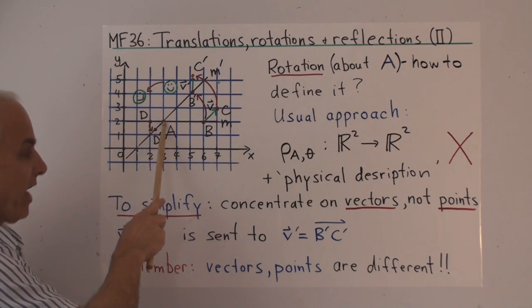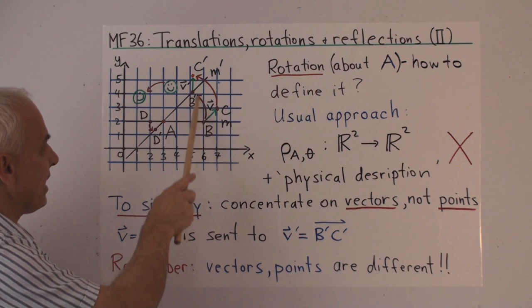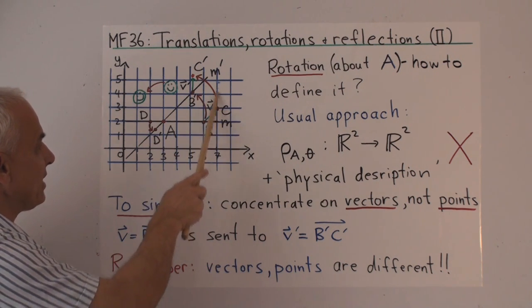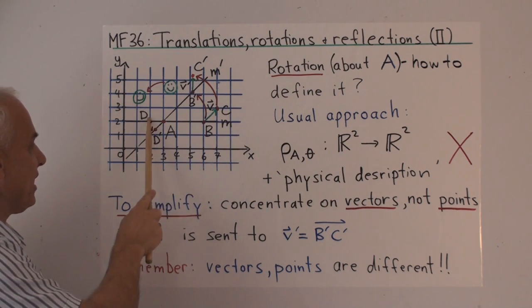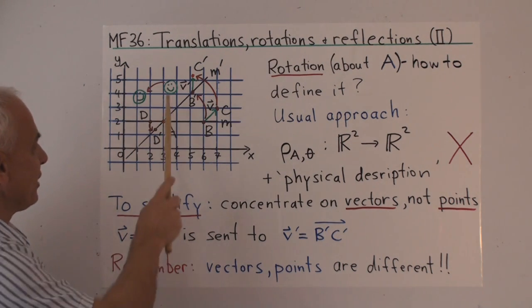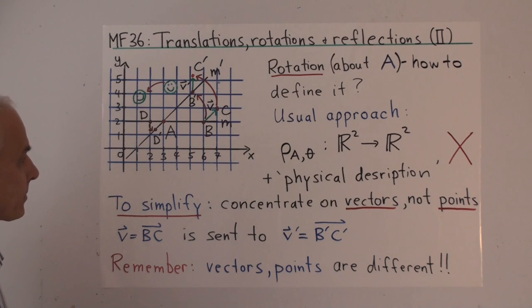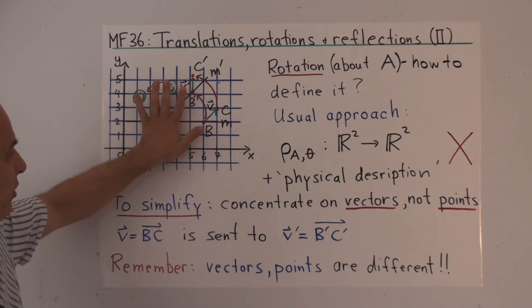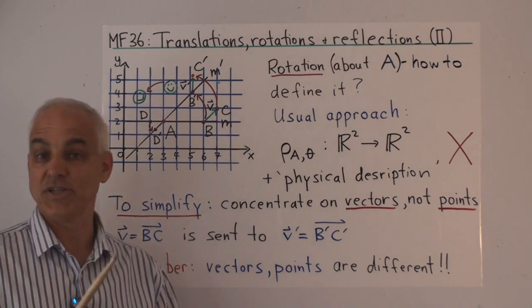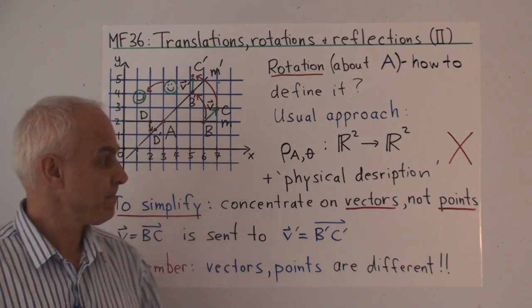It fixes the point A. This point B is sent to B prime. This point C is sent to C prime. This point D is sent to D prime. A little circle like this would be rotated around to another circle like that. So intuitively, we have a very good idea what it means. How do we proceed formally?